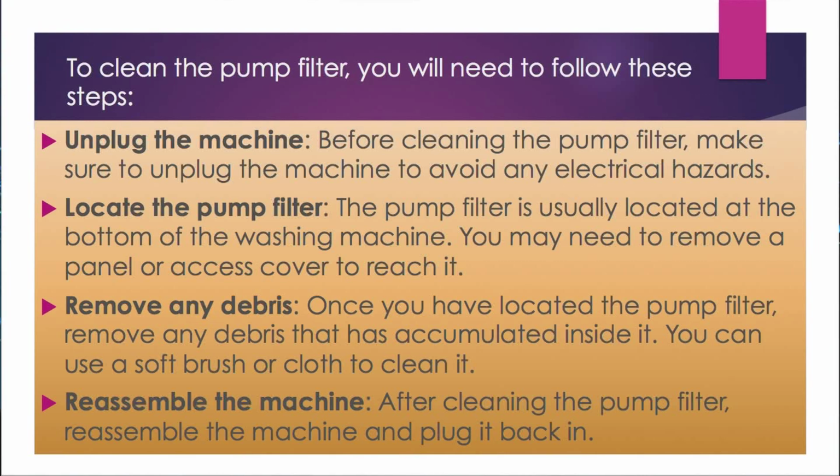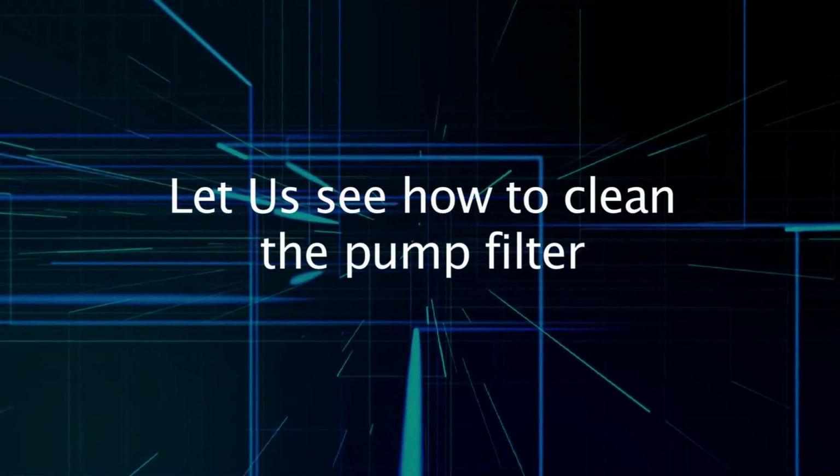Remove any debris is the third important point. Once you have located the pump filter, remove any debris that has accumulated inside it. You can use a soft brush or cloth to clean it. Next point, reassemble the machine. After cleaning the pump filter, reassemble the machine and plug it back in. It's recommended that you clean the pump filter at least once every 3 months to prevent blockage and keep your washing machine running smoothly.